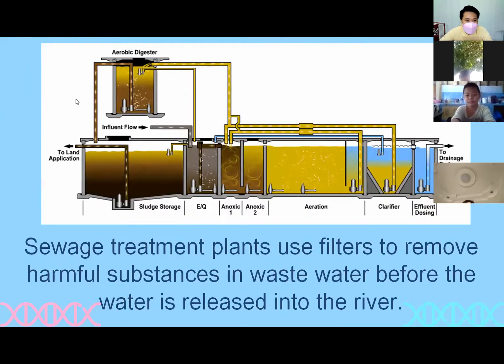Okay, so this one, sewage treatment plants use filters to remove harmful substances in wastewater before the water is released into the river. So, as you can see, they use this in some houses. Some houses, I don't know in Thailand if you have this, but this one, from here, this is the land application. Okay, so this is from the houses.